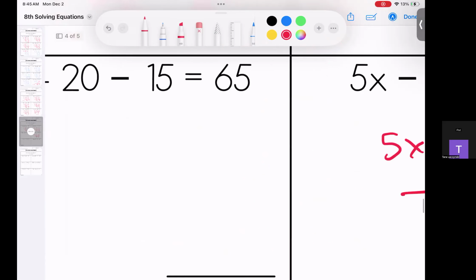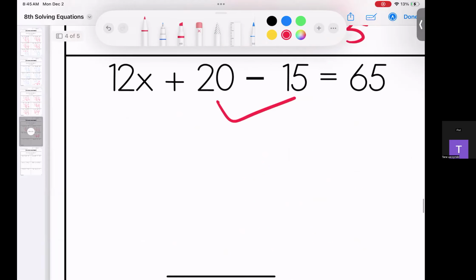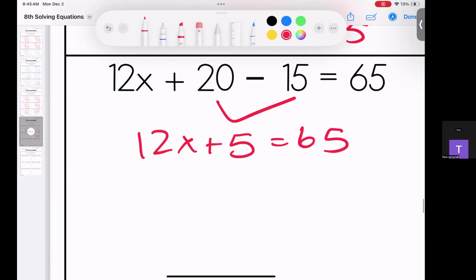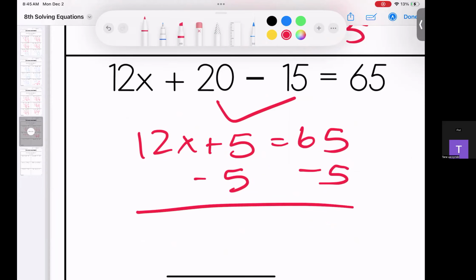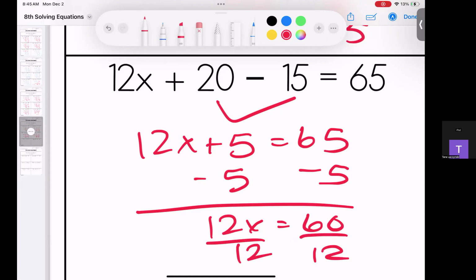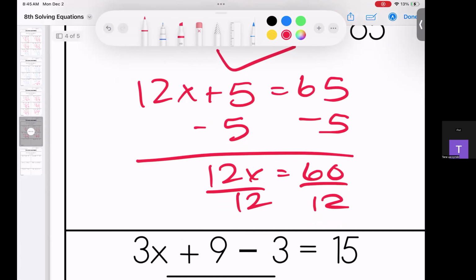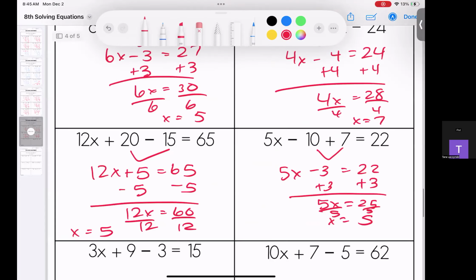Sorry, my brain is going faster. I need to write everything down. 12x plus 5, which we are then going to subtract from both sides. 12x is equal to 60, which divides evenly by 12 5 times.